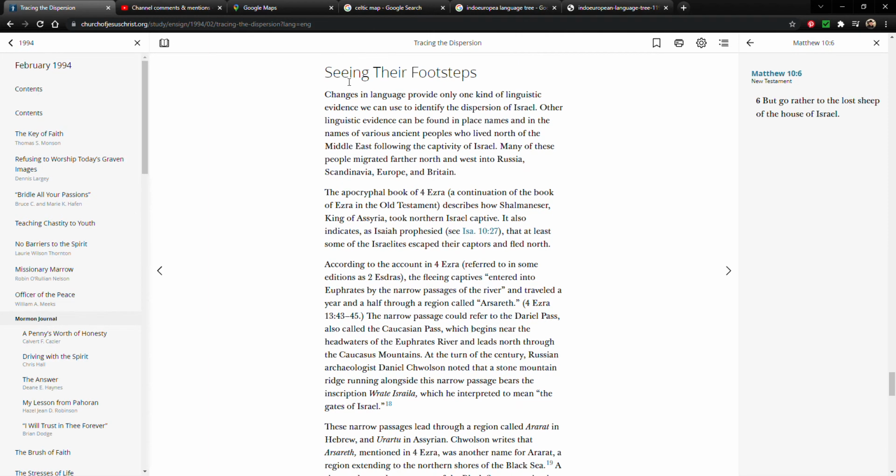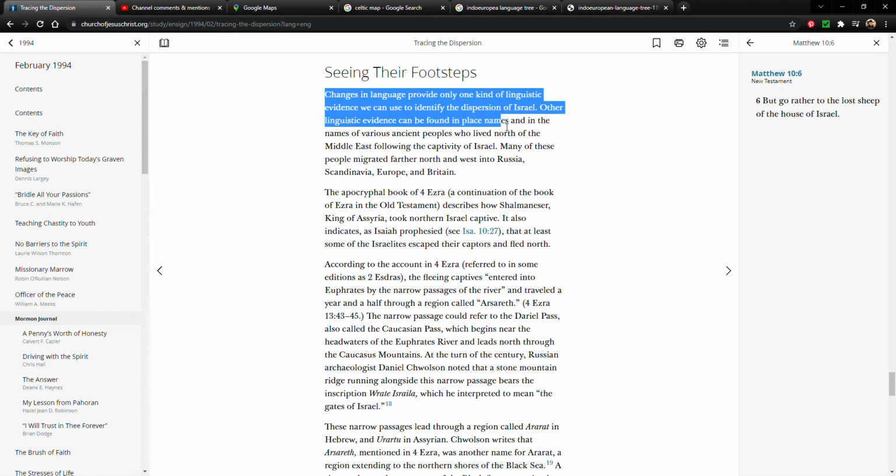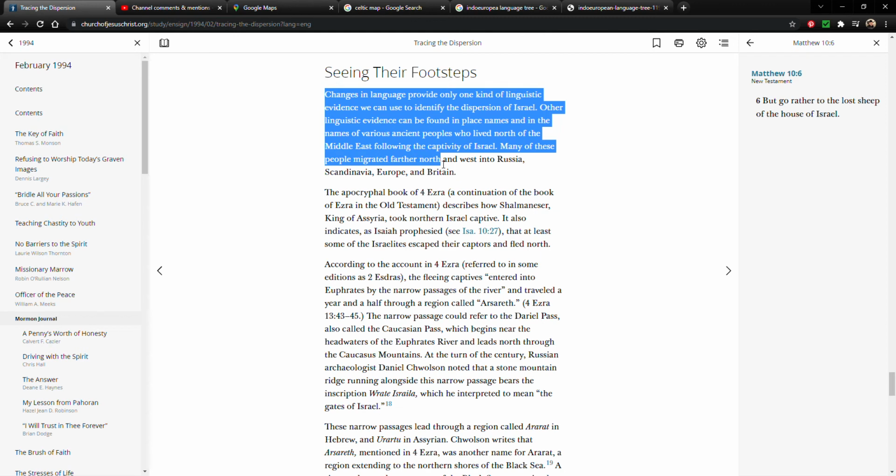Okay, seeing their footsteps. Changes in language provide only one kind of linguistic evidence we can use to identify the dispersion of Israel. Other linguistic evidence can be found in place names and in the names of various ancient peoples who lived north of the Middle East, following the captivity of Israel. Many of these people migrated farther north and west into Russia, Scandinavia, Europe, and Britain.